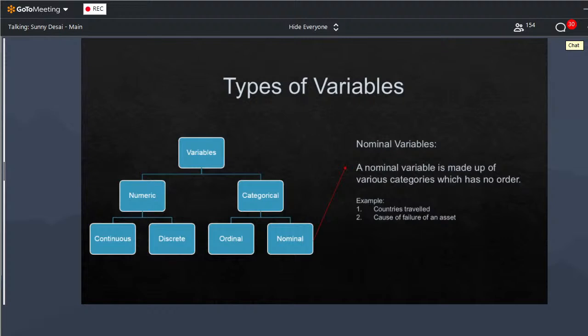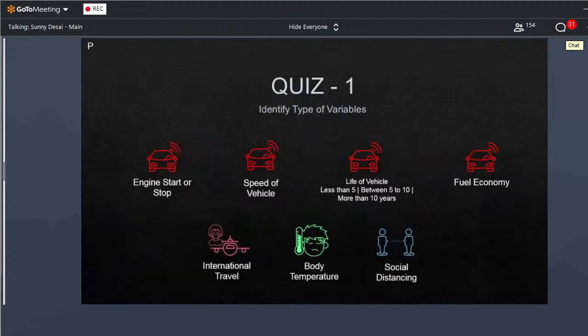So now my final question to all of you on this: engine start or engine stop, what is this variable? 10 seconds. I request everybody to answer on the chat box. Perfect. Very good. So all of you are now right that engine start or engine stop is a categorical variable.